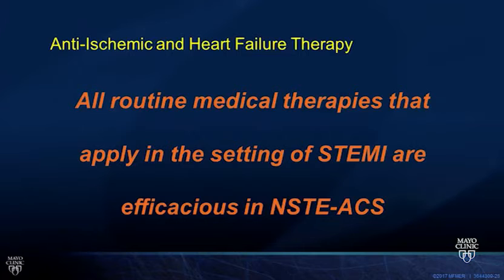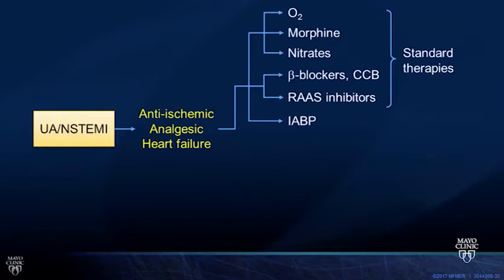So we'll talk a little bit about early hospital care. Rather than repeat those same flow diagrams we showed in the STEMI talk, it's easy to remember all routine medical therapies that apply in STEMI will apply in non-ST elevation acute coronary syndrome, and I'll highlight just a few. So oxygen, morphine as needed, nitrates as needed, beta blockers, calcium channel blockers if they're intolerant of beta blockers, and then our inhibitors of the renin angiotensin aldosterone system will be utilized, and I'll have another slide on that. We'll go over that. Balloon pump as needed.